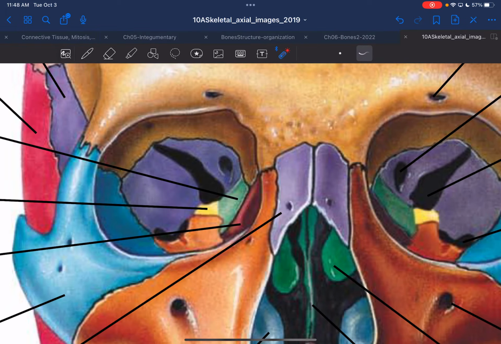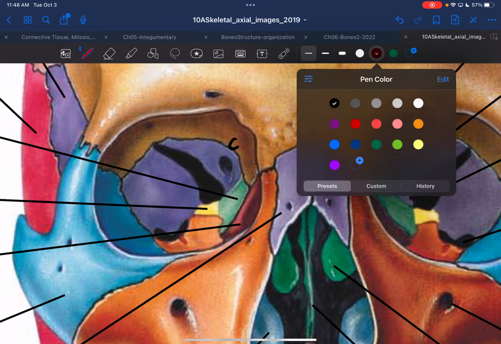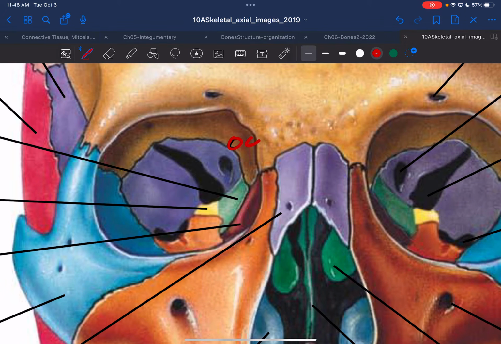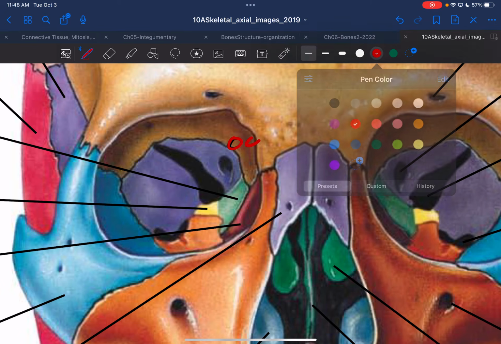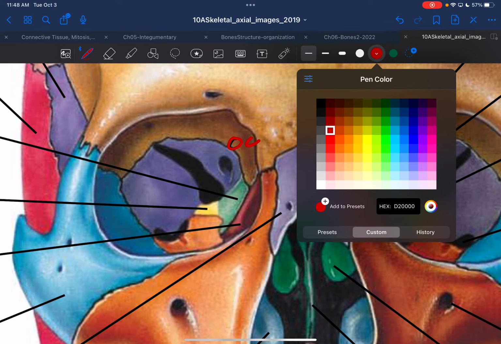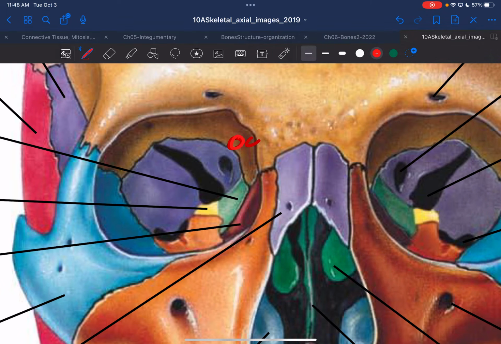Optic canal. I'm going to write OC on my skull. Let me pick a better color here for the screen. OC. Make it a little brighter. OC. And this is going to be referred to again as the optic canal.